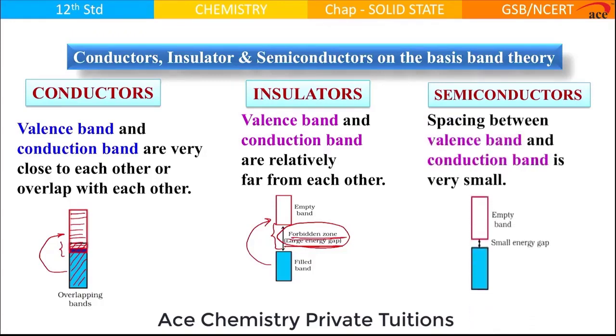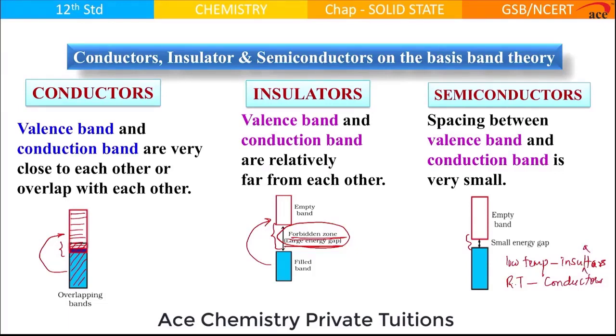While in a semiconductor, the difference is very small. That is the reason why semiconductors at low temperature work as good as insulators, and at room temperature they behave like conductors, because the gap between them is very small.